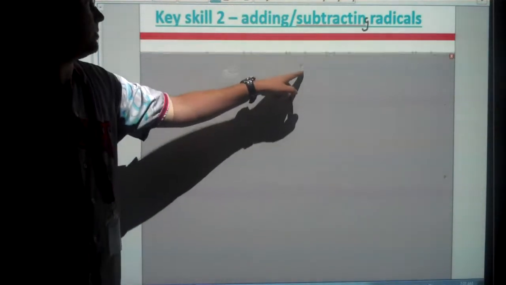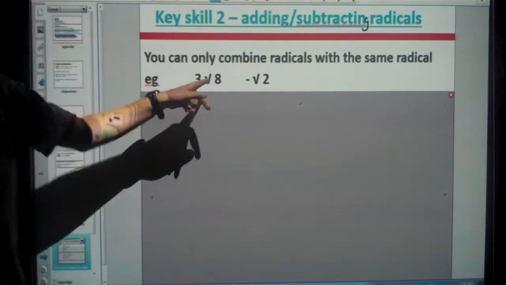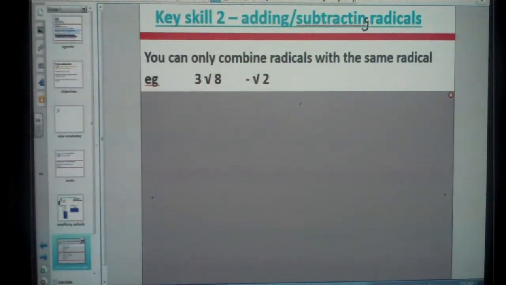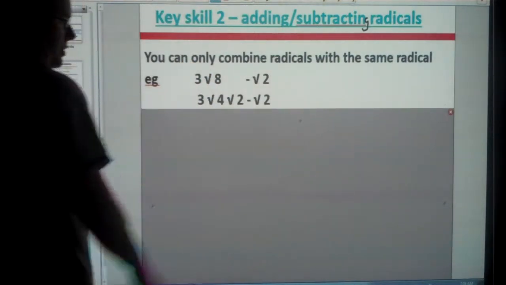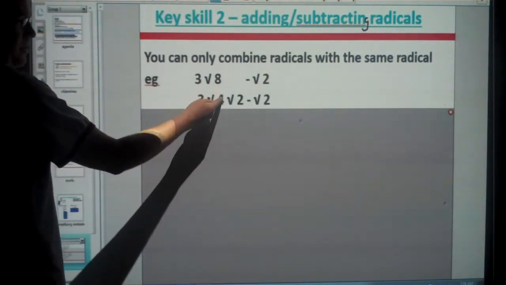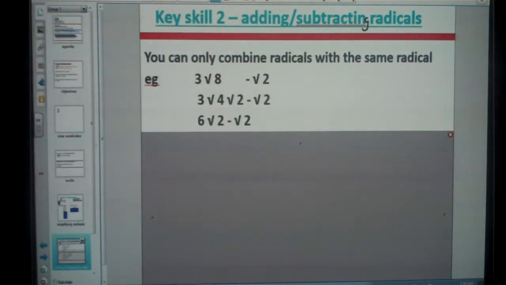Adding and subtracting radicals. So remember, you can only add them together if they have the same radical. So this question here I can't immediately simplify because one's radical 8 and one's radical 2. So 8 I can split up as 4 and 2 though. The square root of 4 is 2, times 3 is 6. So I got 6 radical 2 minus radical 2.